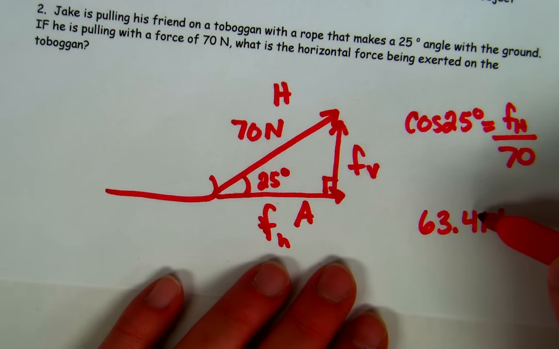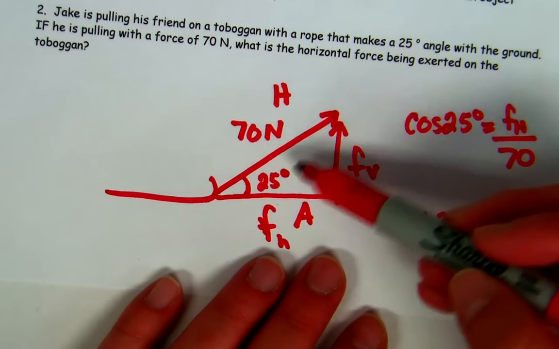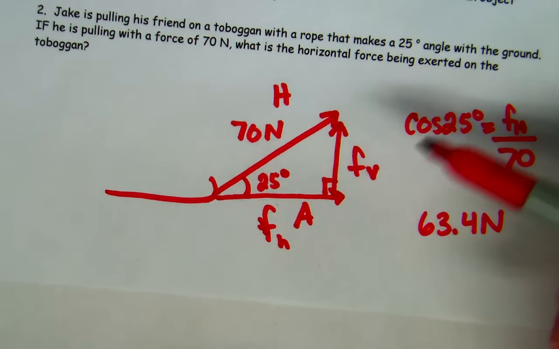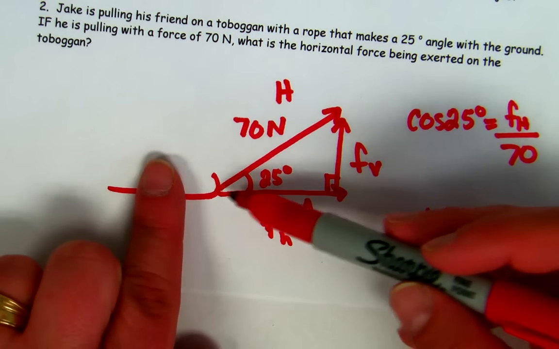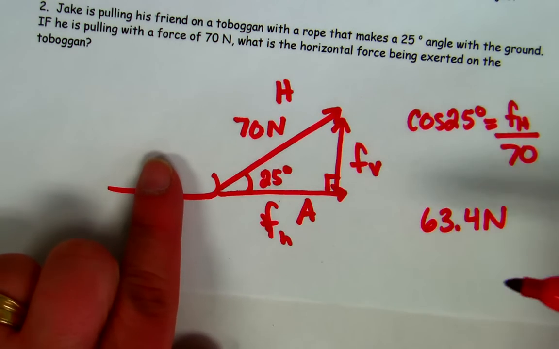So 6.6 newtons are pulling upwards, but it's not actually going up because of the weight of Jake's friend, and 63.4 newtons are pulling it forward.